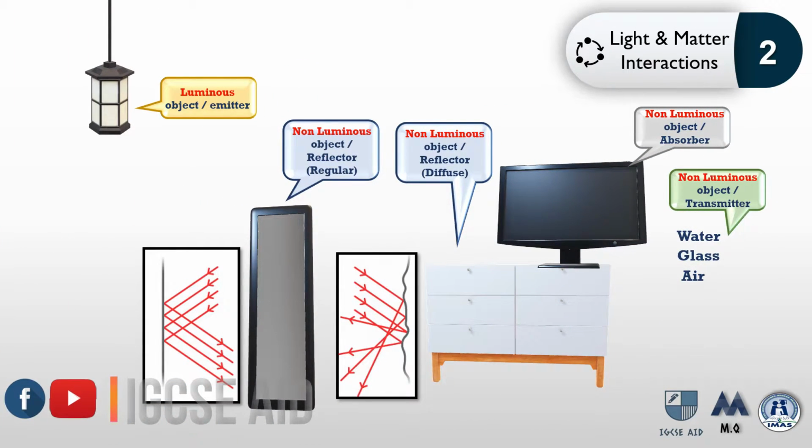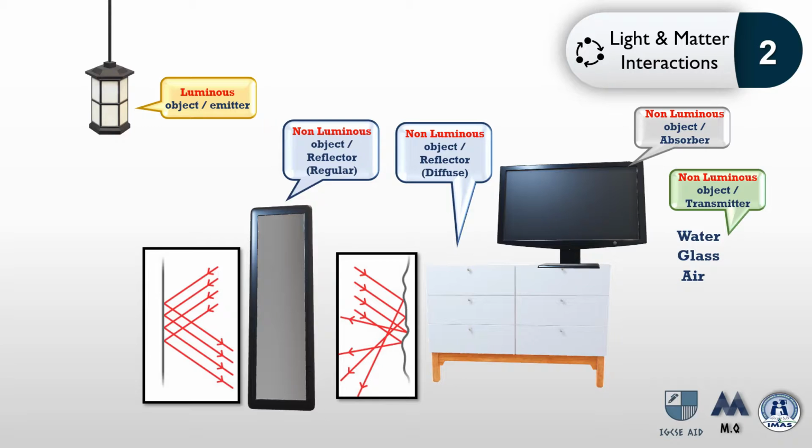We have luminous objects, they emit their own light, and we have non-luminous objects. They do not emit light, but they still interact with light in several ways. We have reflection in its two types, regular and diffuse. The main difference happens because of the smoothness of the surface. If the surface is smooth, regular reflection would occur.